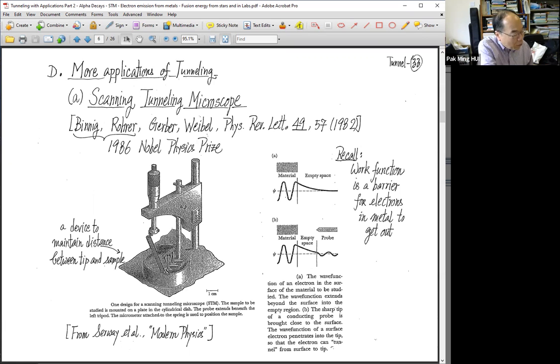So what is the idea? The idea is to map out the morphology of a surface. Now this is macroscopic, this is microscopic.